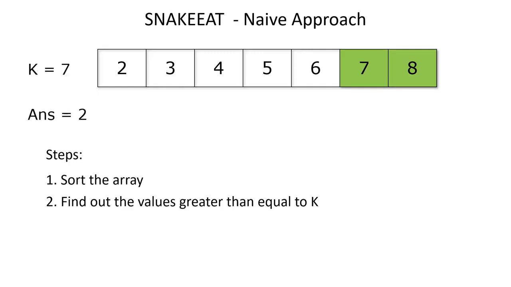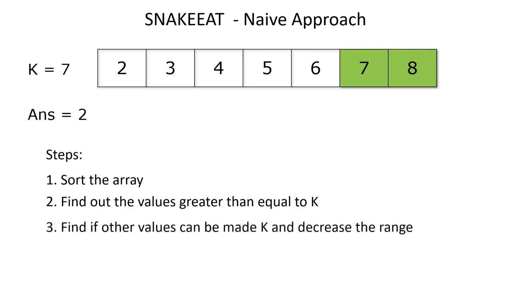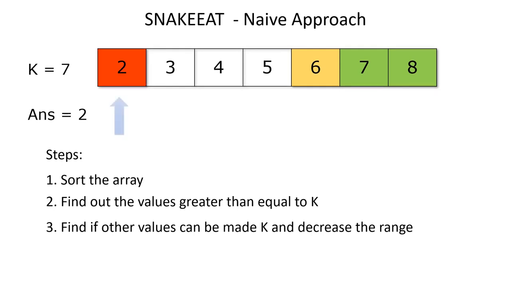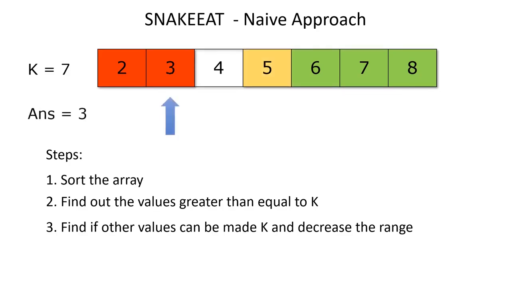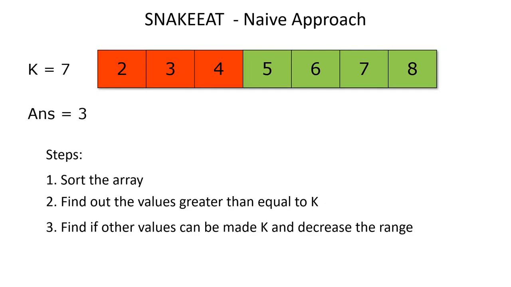Now using our key observation, we will try to make other snakes of length k, that is 7, and add them to our answer. First let us consider snake of length 6. It can eat snake of length 2, combining first and last, and its length is 7, and we update our answer to 3. Now snake of length 5 can eat snake of length 3 and 4, and its length becomes 7. So again we update our answer and now it becomes 4. We have no more snakes of length less than k to process, so we are done and we simply return our answer.